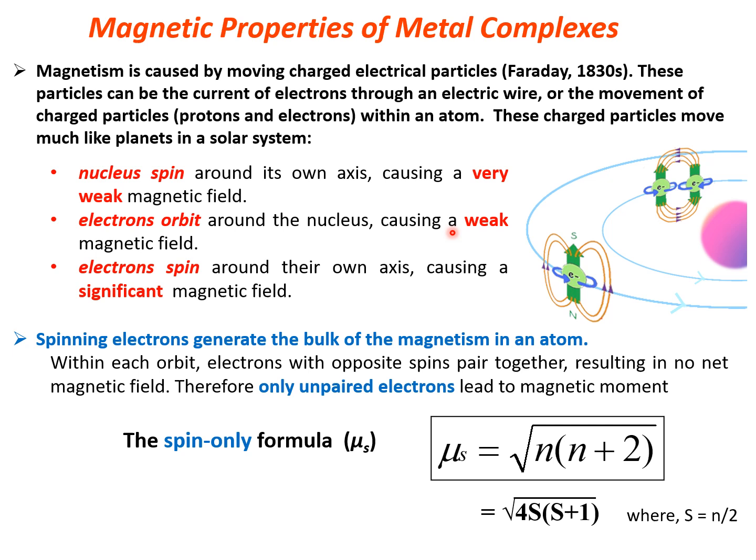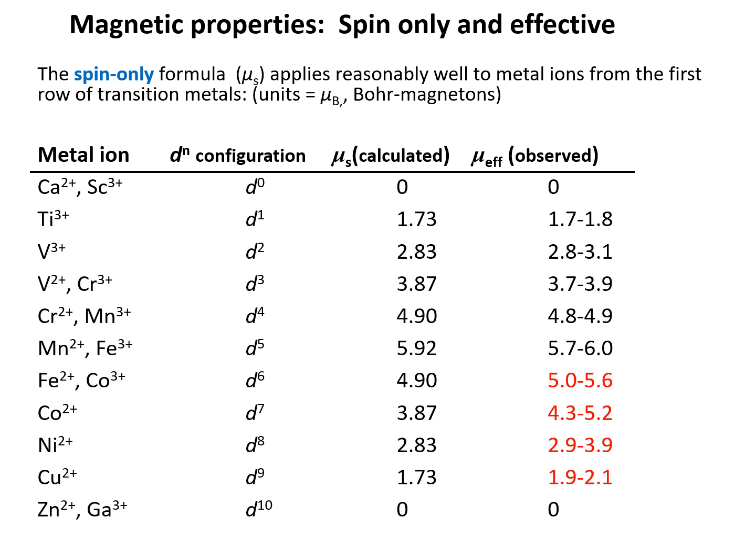Electrons orbiting around the nucleus cause a weak magnetic field, whereas electrons spinning around their own axis cause a significant magnetic field. The same expression in terms of S can also be given as square root of 4S(S+1), where S is equal to n by 2, and n is the number of unpaired electrons. So in this slide, you can calculate the μs value for different metal ions, starting from calcium till gallium 3+. Here in the second column, you can see the electronic configuration, the value calculated, and the value observed, the actual value observed.